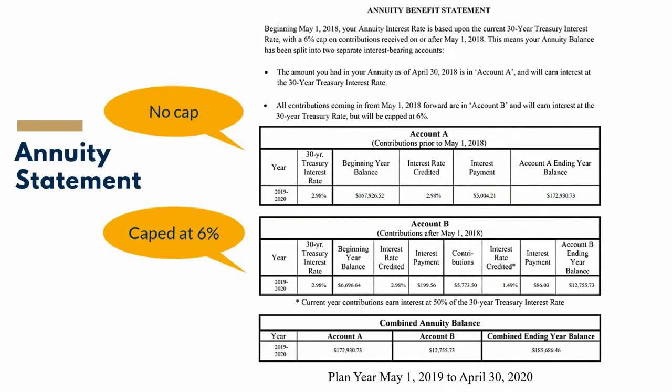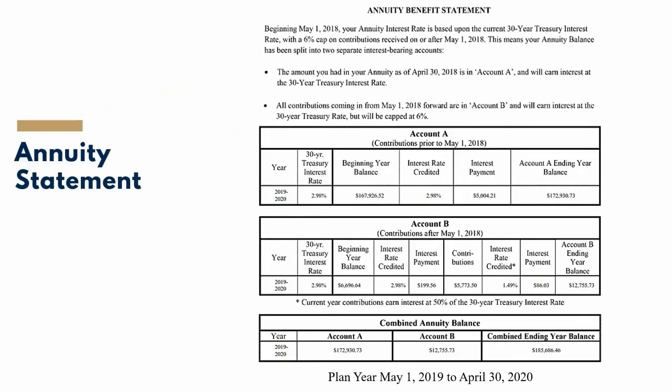So as long as the interest rate is under 6%, account A and account B will be calculated the same exact way. Now, the total of the two accounts is your total annuity account balance. So you would add account A and account B together, and that would be your combined year-ending total annuity balance, as noted on the statement.